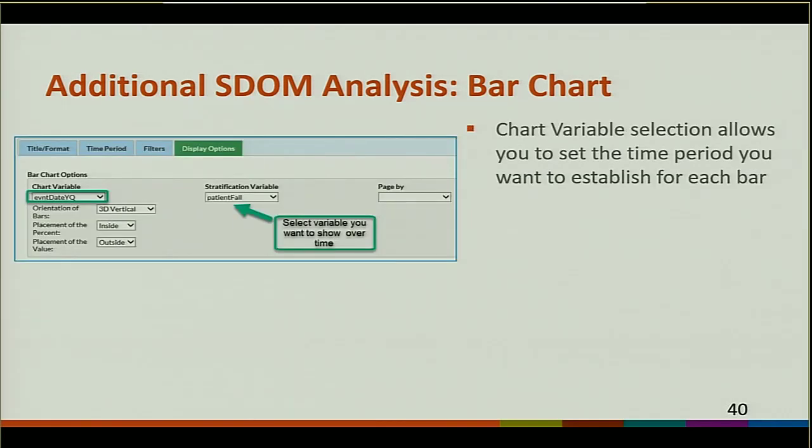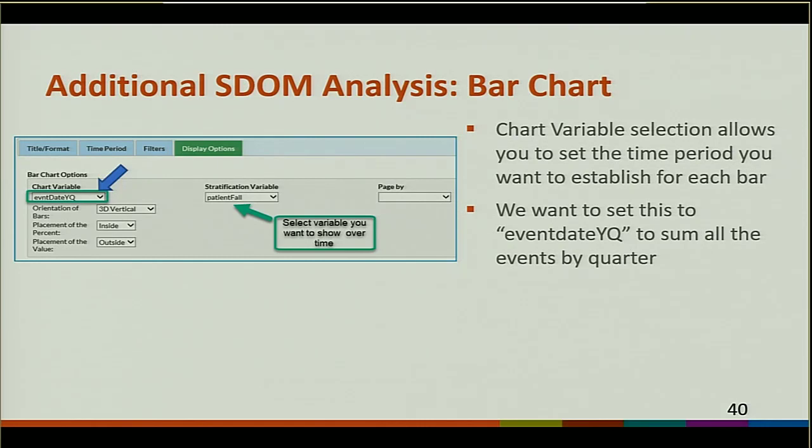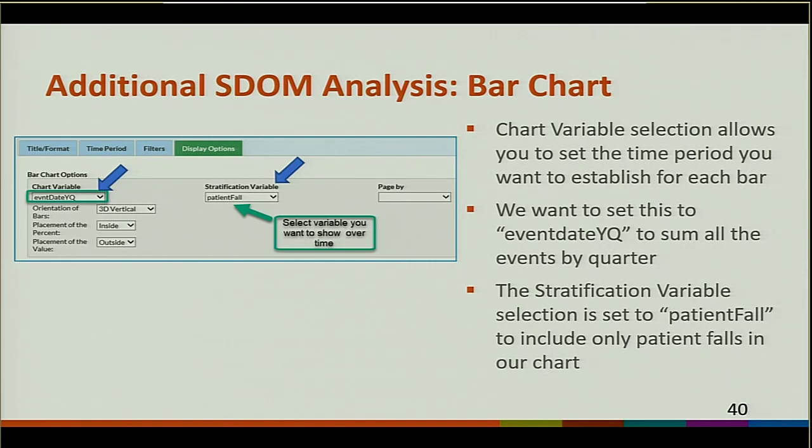The next step is to look at our display options. The first thing we'll look at is setting the chart variable to event date YQ. This chart variable selection allows you to set the time period that you want to establish for each bar. By choosing event date YQ, each bar is going to represent one quarter of 2019. The next selection we want to make is our stratification variable. Here we're going to indicate that the stratification variable is going to be patient fall. This will exclude all other same-day outcome measures except patient fall and ensure that patient fall will be summed at the quarterly level in each bar for 2019.